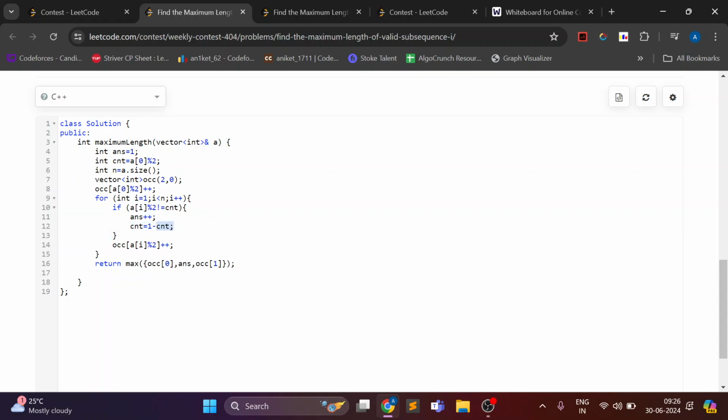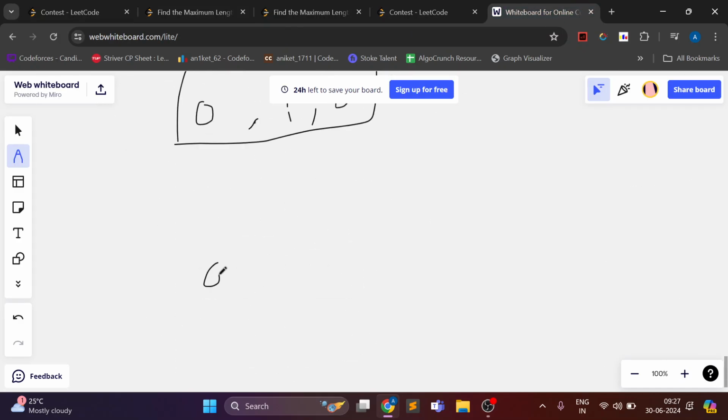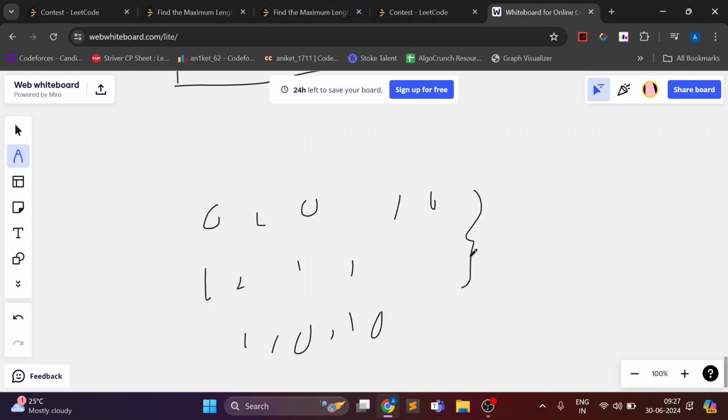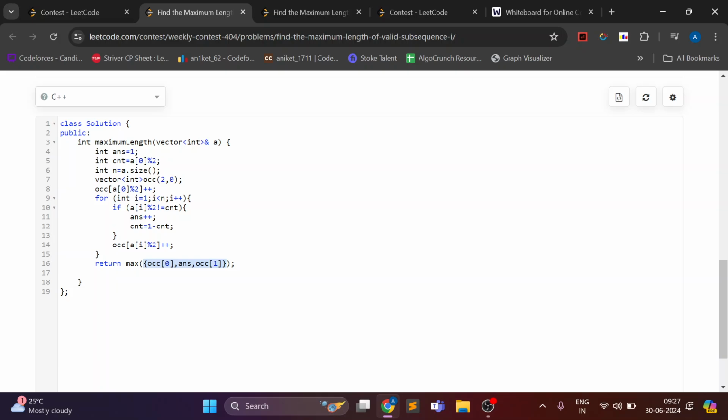So basically it changes the mod. If it is 0, it will become 1. If it is 1, it will become 0. And also increase the occurrence of A of I mod 2. And finally I will return the maximum of all three values. So the maximum of continuous zeros, the maximum of continuous ones, and the alternating sequence. All three are valid subsequences, I have to just return the maximum from them.